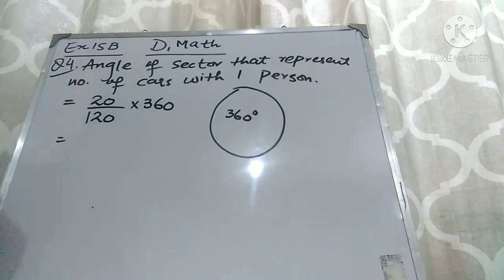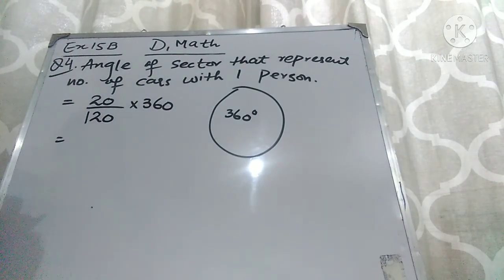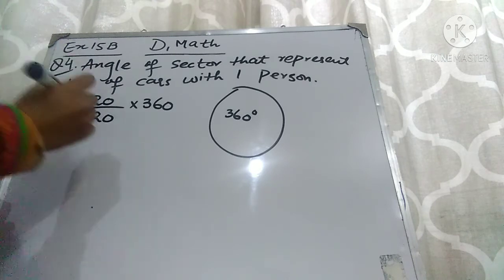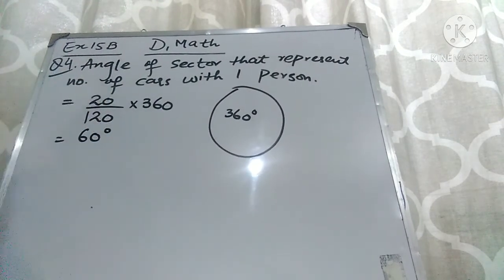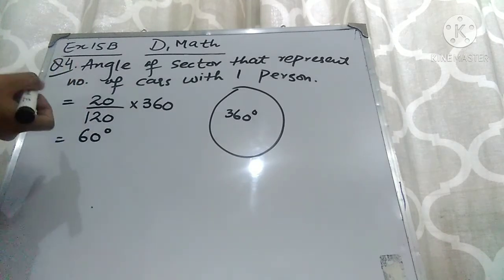When you will divide it, you will get 20 divided by 120 will be equal to 1/6, and when you will multiply it by 360, you will get 60 degrees. So angle of sector that represents number of cars with one person is 60 degrees. Okay, so this was the first one.